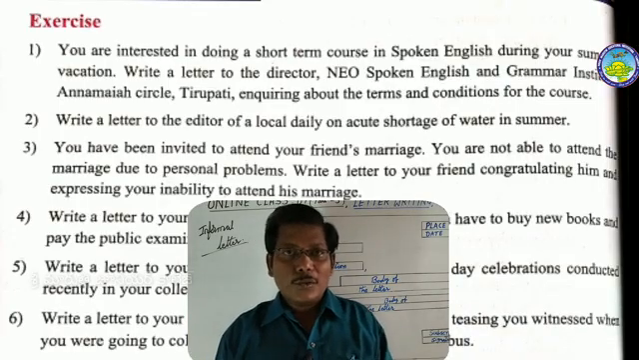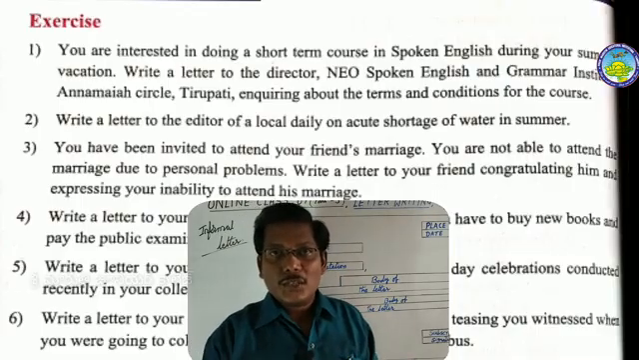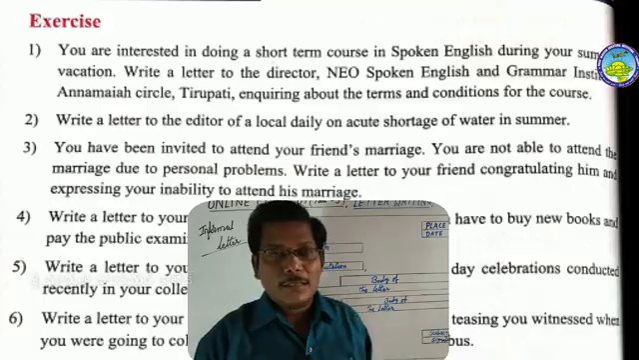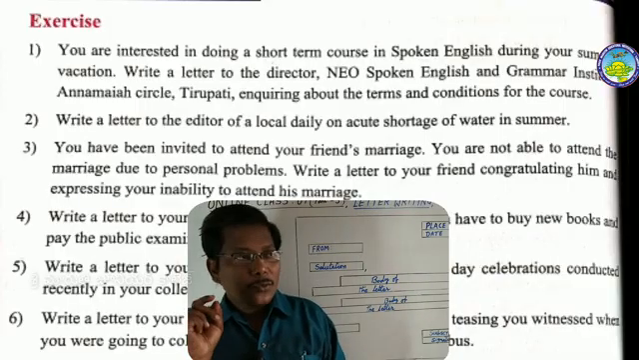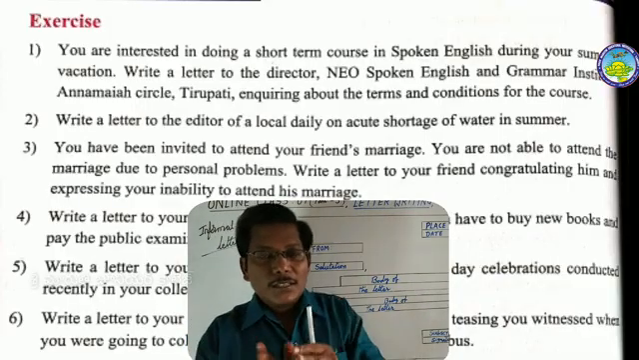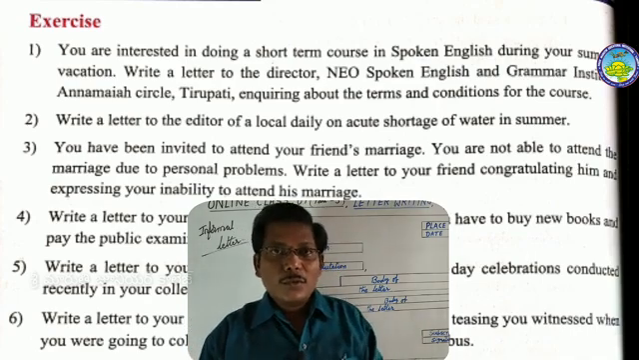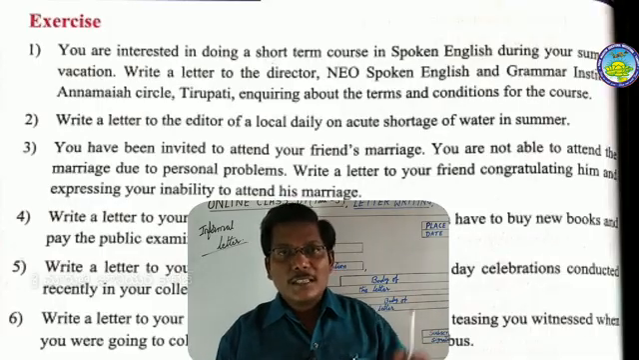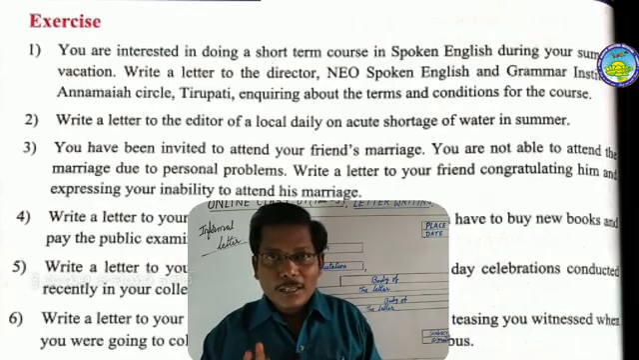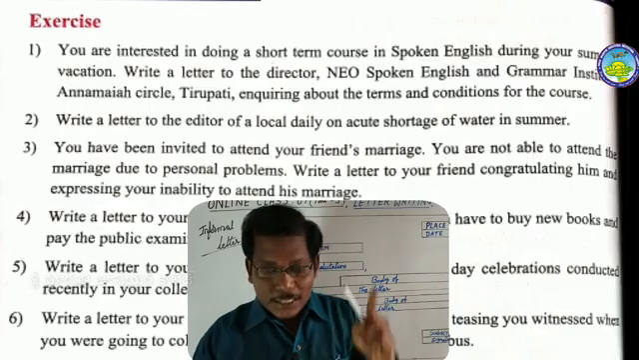This is the question. Okay, so you are writing to some stranger or some officer or some official, so this is the formal letter. As soon as you see the question, first of all you need to identify whether it is a formal letter or informal letter. Understand, we are writing this letter to the director of some spoken English institute and he is some stranger. So this is a formal letter. He is not our friend, he is not our relative, he is not our family member. So this is not an informal letter, this is a formal letter.